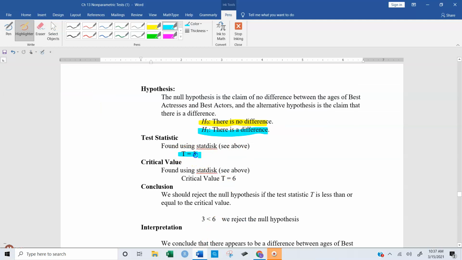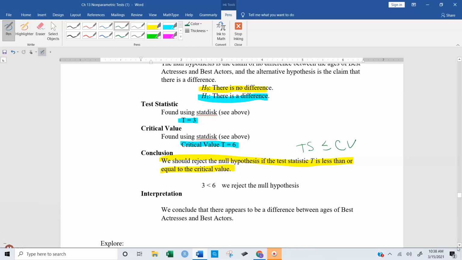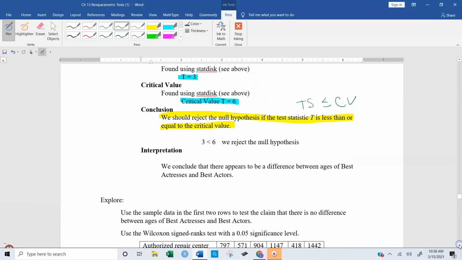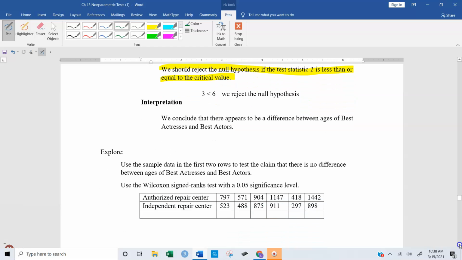All right, so now we've got 3 for the T, and the critical T is 6. In the Wilcoxon signed test, we should reject the null if the test statistic is less than or equal to the critical value. So in other words, if our test statistic is less than or equal to the critical value, we reject the null. Since 3 is less than 6, we reject the null. Since we're rejecting the null, which is there is no difference, we are concluding there is a difference in age between the actors and the actresses.